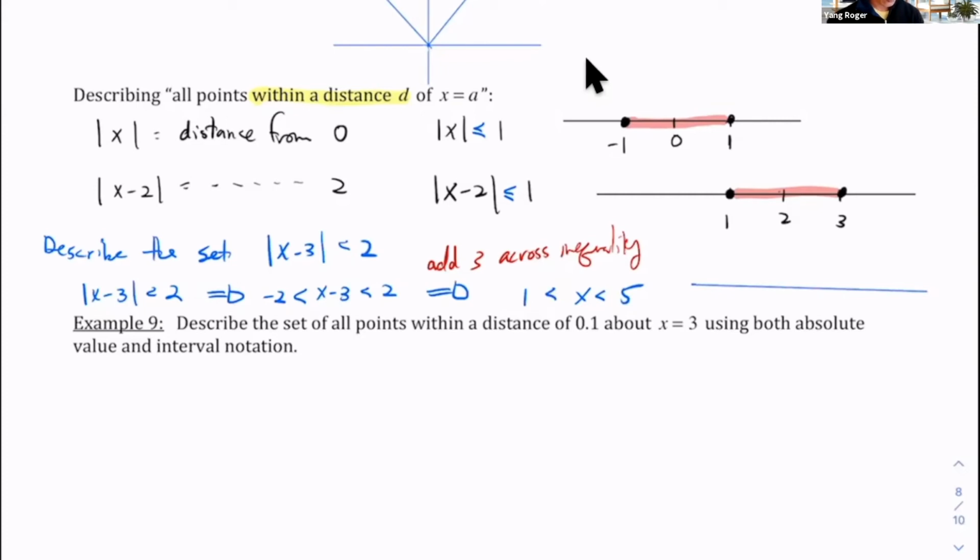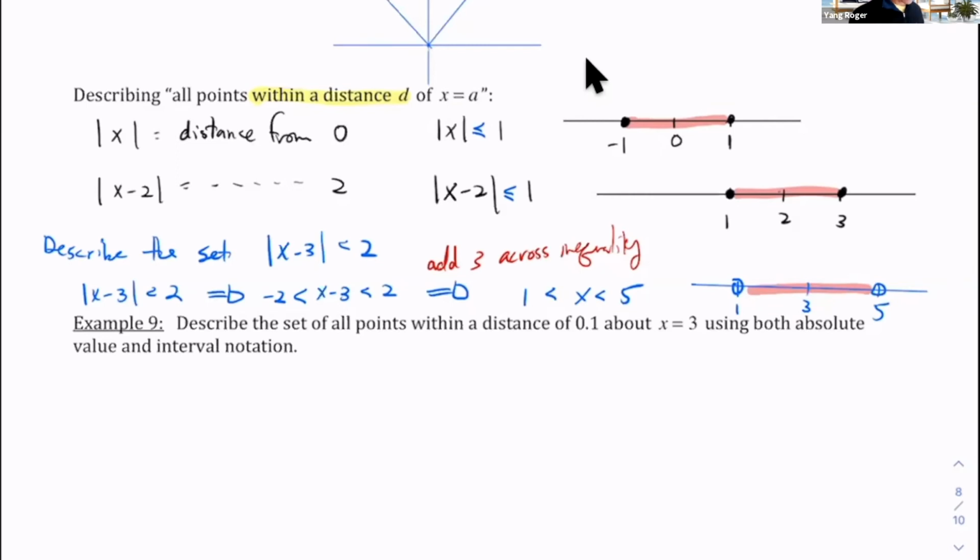Okay. So here's 1, here's 5, 3 would be right in the middle, and then we're going to have open circles because that's an inequality, and then we just shade all the numbers in between here. Does that make sense to you guys? Any questions?